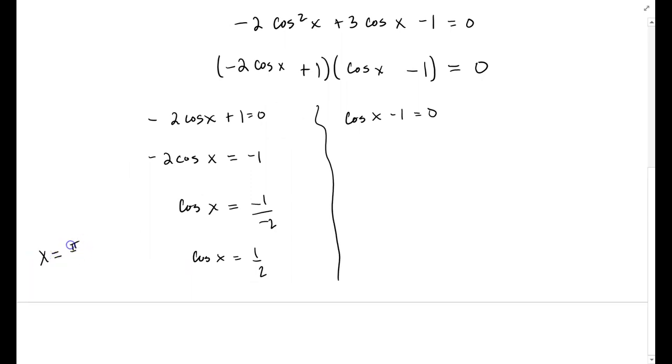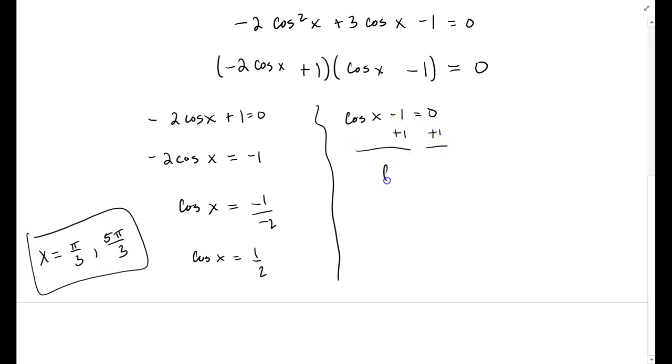X is pi over 3, comma, 5 pi over 3. Okay, that's part of our answer. Now I'll go ahead and solve over here. I'll add 1 to each side. We get cosine x is equal to +1. Okay, and this is going to occur at angle 0. Not at 2 pi. Remember, we don't include 2 pi. It's going to be 0. So those are our answers: pi over 3, 0, and 5 pi over 3.